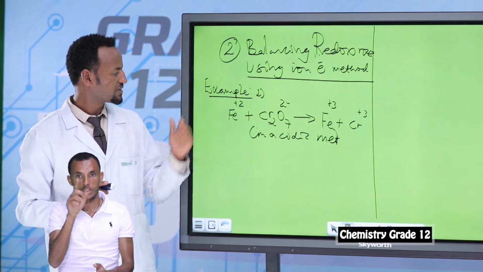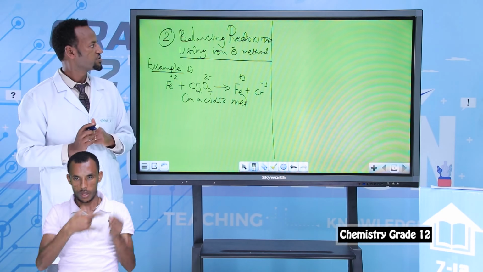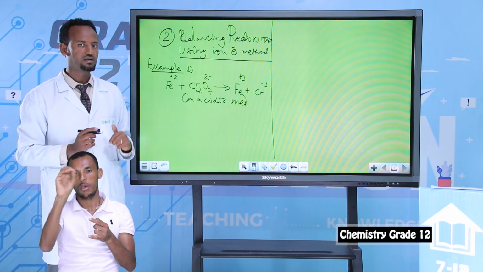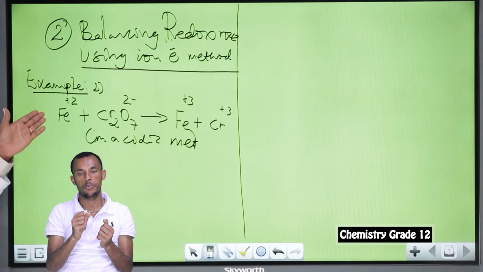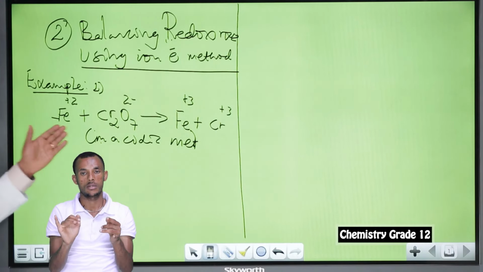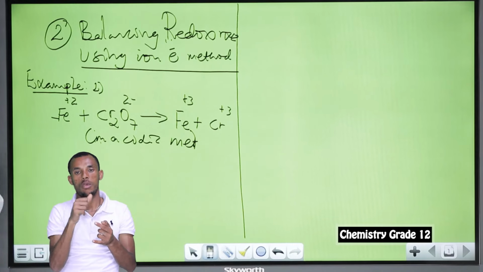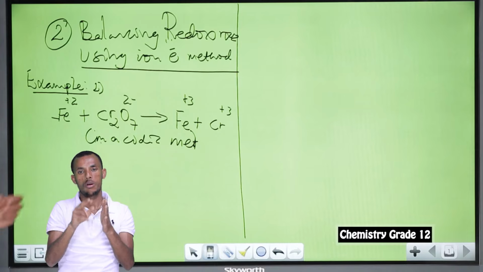In acidic media, because there are two types of method: one is the ion electron method, the other one is the changing oxidation number method. In the ion electron method, one is in acidic media, and the other one is what? In basic media. Therefore, to balance with the ion electron method in acidic media, there are different rules. Please, students, read all the material from your textbooks.